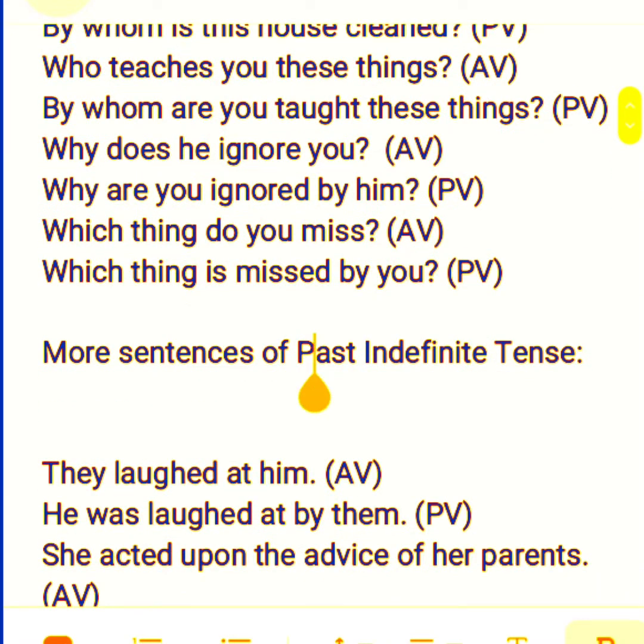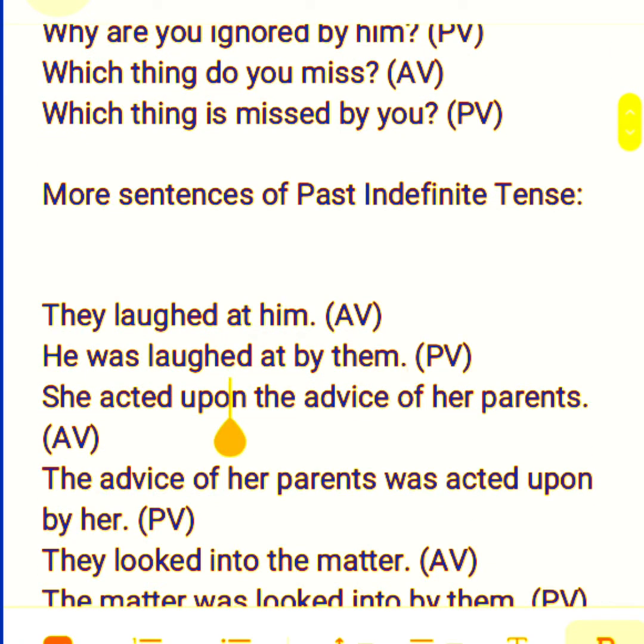More sentences of past indefinite tense. They laughed at him. Now see here, look at this sentence. We have just to use was and were as helping verbs in the passive voice of past indefinite tense. Before this, in the previous tense, that was present indefinite, we used is, am, are as helping verbs. Now we have to use was, were as helping verbs. They laughed at him, he was laughed at by them.